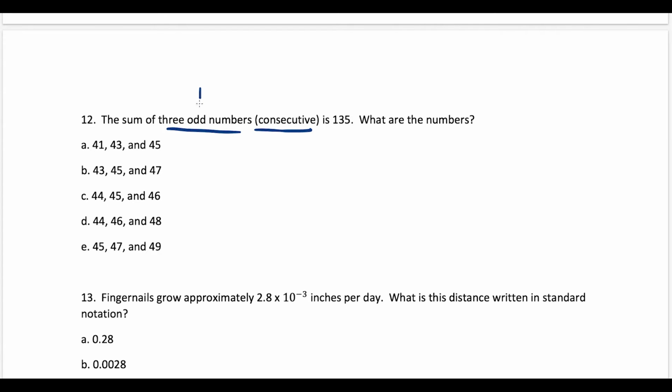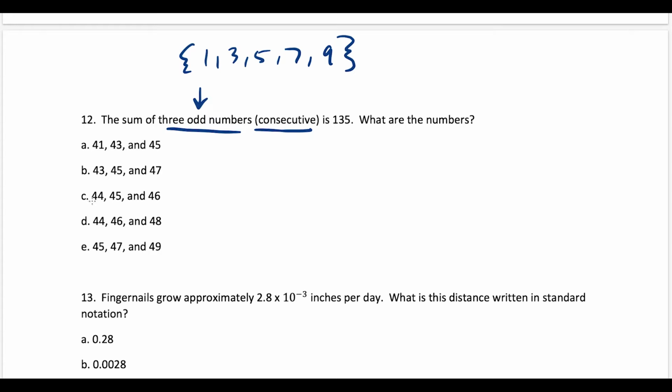Now, odd numbers are numbers that end in 1, 3, 5, 7, or 9. And odd numbers are not divisible by 2. But notice, choice A, these are all odd numbers and they are consecutive. Consecutive means the ones that happen one after the other. So these are consecutive odd. Choice B is also consecutive odd numbers.